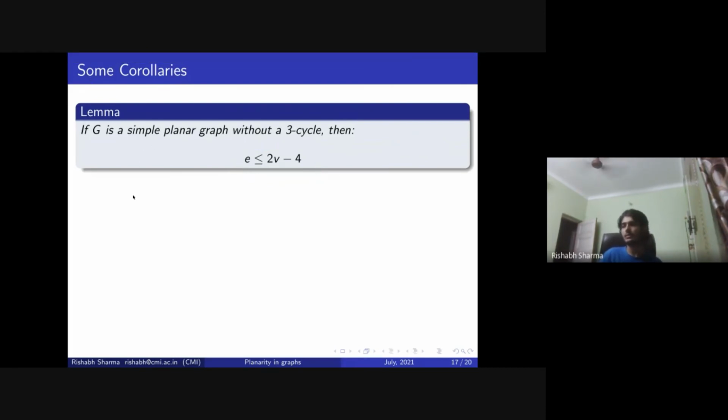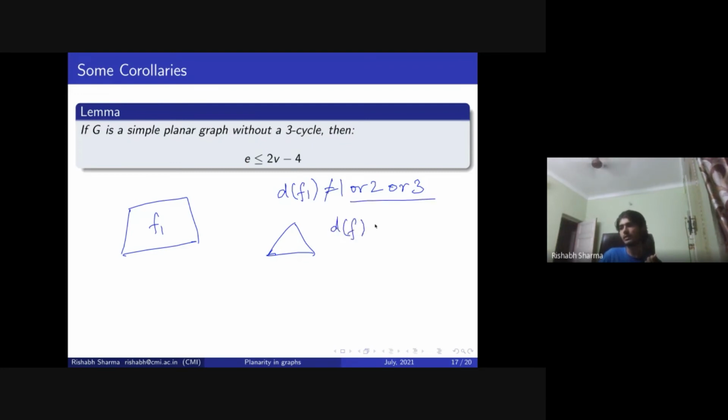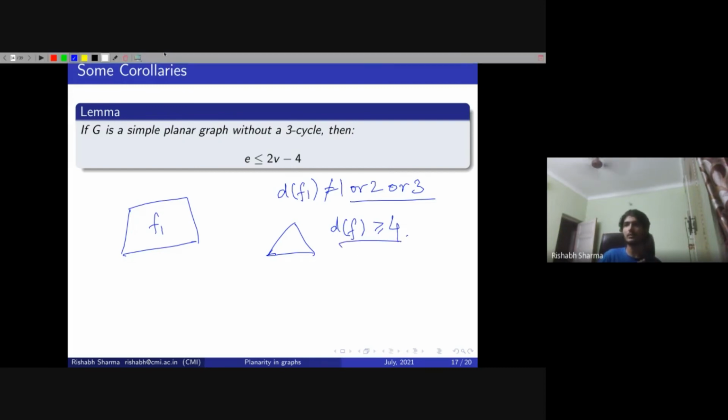So what we do is, again, we look at a face. Okay, so we look at a face of this graph. Yeah, suppose it's this one. Now we know that the degree of f1 cannot be 1 or 2 because the graph is simple. But we also know that it cannot be 3, because if the degree of a face were 3, then it would be bounded by a triangle, but that's not allowed. So the degree of a face cannot equal 1 or 2 or 3. So the degree of every face has to be at least 4.